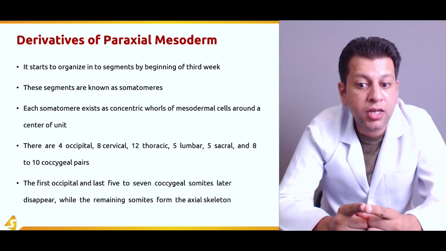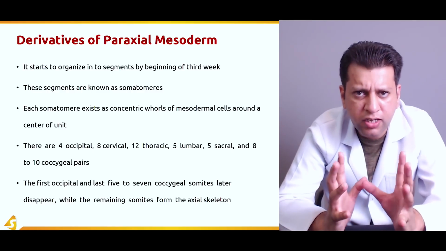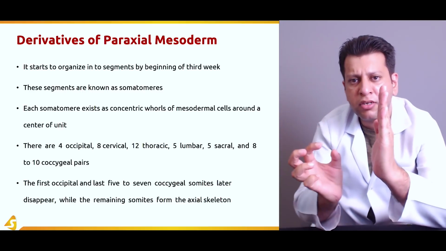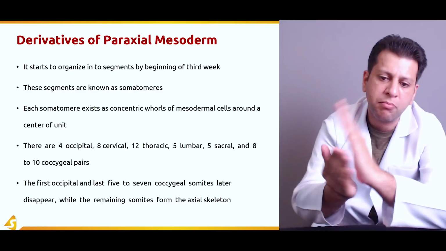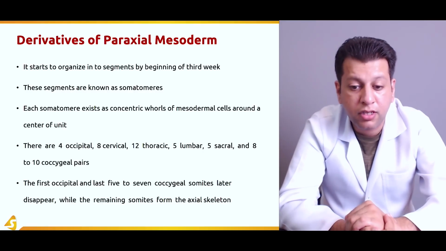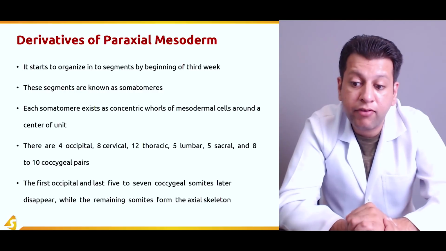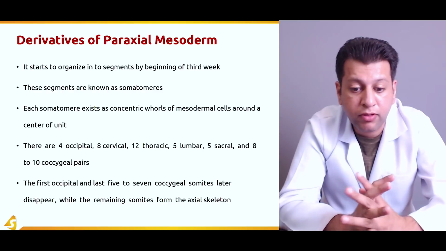Each somitomere exists as a concentric whorl of mesodermal cells around a center. They appear like donut-shaped cells. If you have to understand it, this will be the neural tube, and there will be donut-shaped circular structures around this neural tube. These are from the paraxial mesoderm. There are 4 occipital, 8 cervical, 12 thoracic, 5 lumbar, 5 sacral, and 8 to 10 coccygeal pairs. So there is a huge number of them.